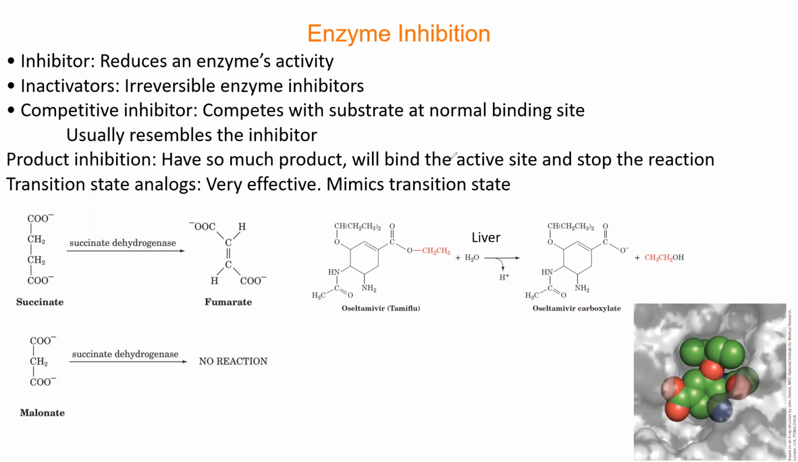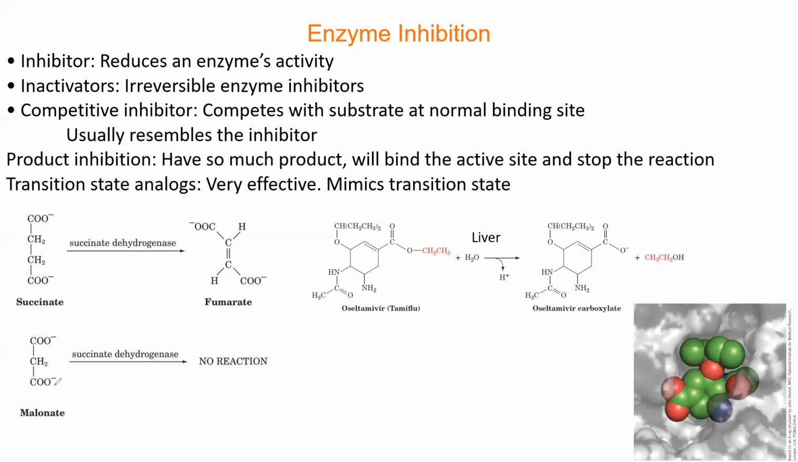So we start with our competitive inhibitor. And a competitive inhibitor binds at the same exact location in the enzyme as our substrate. And since we're binding in the same location, they usually look the same as our substrate. For example, succinate works with the enzyme succinate dehydrogenase. A competitive inhibitor for this enzyme would be malonate because they look similar. They're only missing one carbon, but when malonate binds in the active site, the enzyme no longer works.